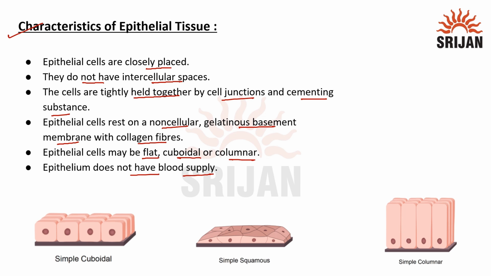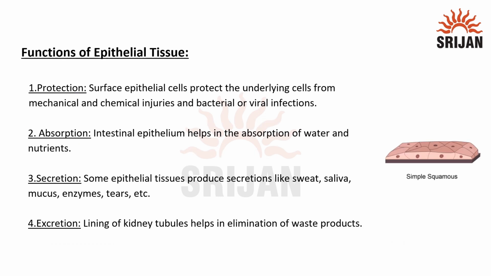Here we have three types of epithelial tissue. First one is simple cuboidal, second one is simple squamous, and third one is simple columnar. Moving towards the functions of epithelial tissue, first function is protection.